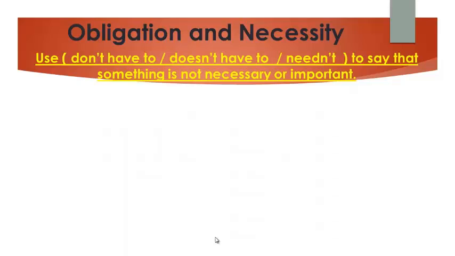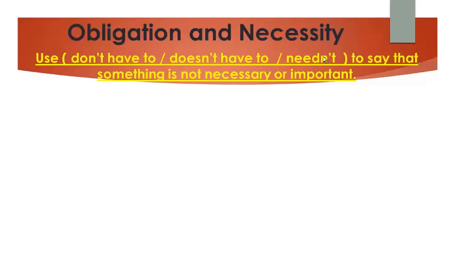Here is how to say he don't or doesn't have to. Use don't have to, doesn't have to, or need not, or needn't. Instead of mustn't, we use needn't, because mustn't has another usage. Mustn't is very different here. When we say mustn't, everything will change. We will study that later.